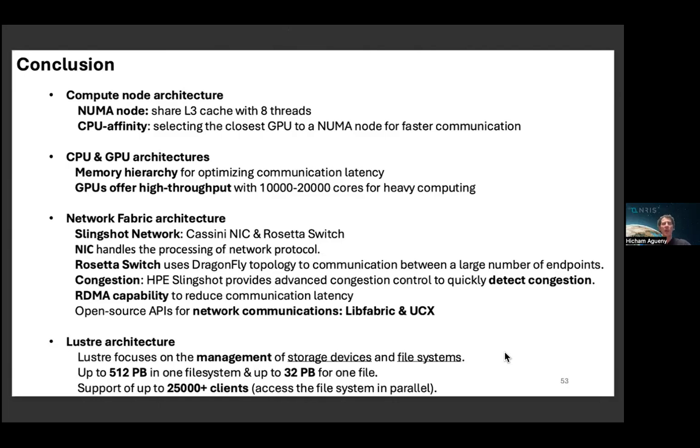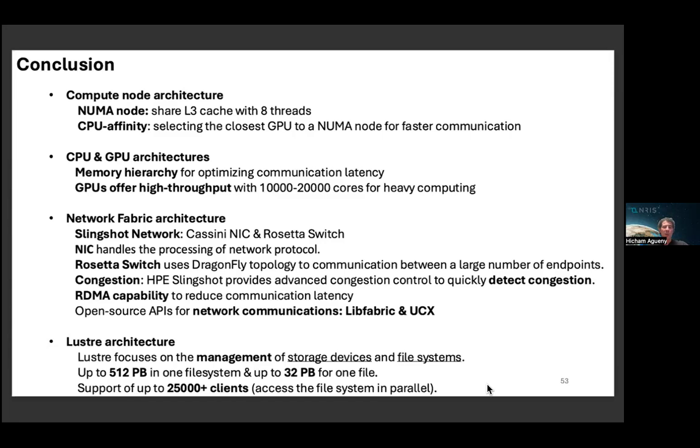So just to conclude, I have talked about the architecture of different components of the hardware, from the compute node to the CPU to the GPU. Understanding this architecture really helps in optimizing the application by taking advantage of options like CPU affinity, NUMA node, and memory hierarchy. We talked about the network fabric architecture. It gives an idea about how a system is built, how servers are connected to each other, but also about some features like the RDMA capability and how it works.